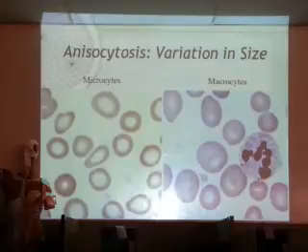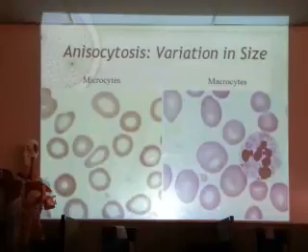But these cells are small, and you can see the central pale area for a lot of these cells is greater than 1/3, so they're also more pale in color. Small cells, microcytes, and pale color cells are associated with iron deficiency.